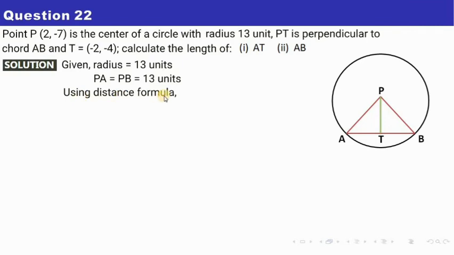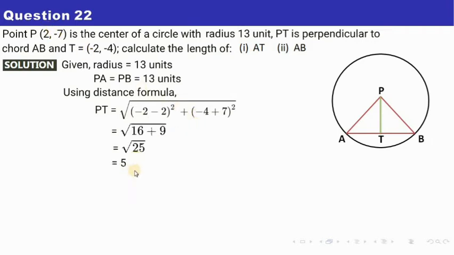So using the distance formula, I'm calculating PT. Both points are given, so calculate PT. From here PT turns out to be 5. So this is 13 and this is 5. So in triangle PAT, use Pythagoras theorem.